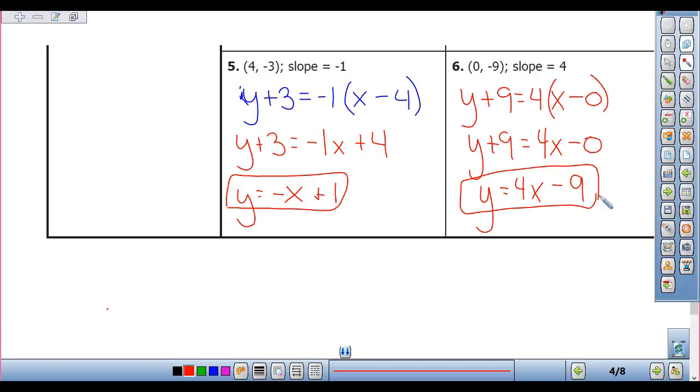If I go negative 1 times x, you got negative 1x, right? And then when you minus your 3, you can only minus it to your 4. You don't minus it to your x. Does that make sense? Because you're not dividing, you're just minusing. Okay.